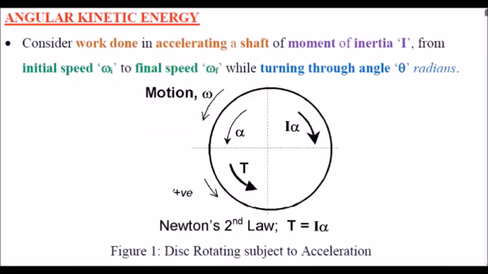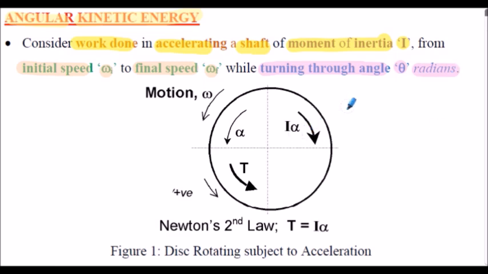So let's consider angular kinetic energy. If we consider the work done in accelerating a shaft, having a moment of inertia, symbol I, from an initial speed, omega i, to a final speed, omega f, whilst turning through an angle theta measured in radians.